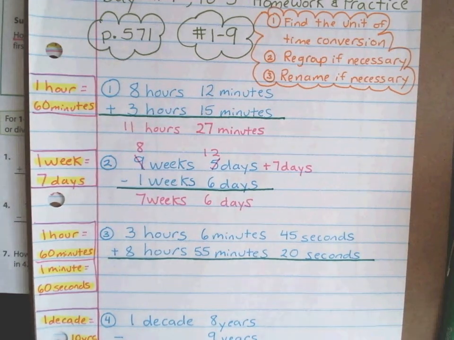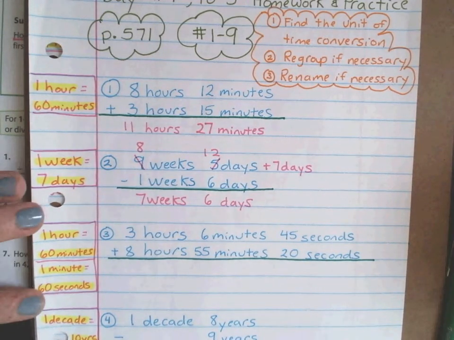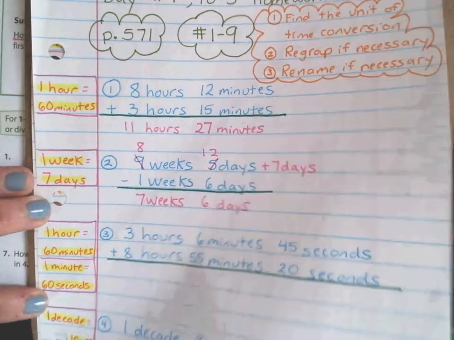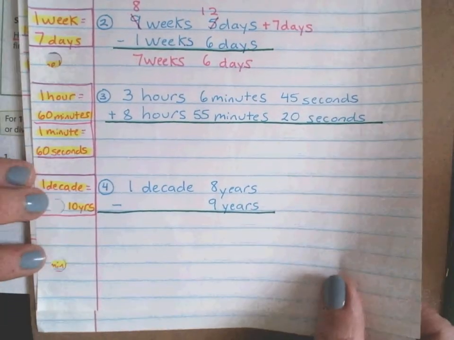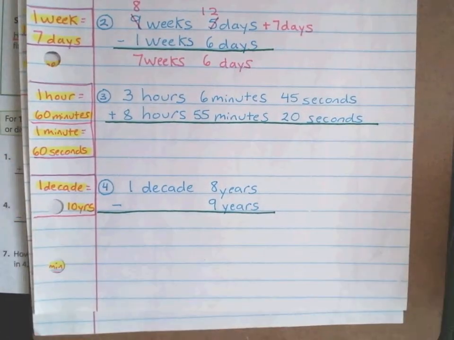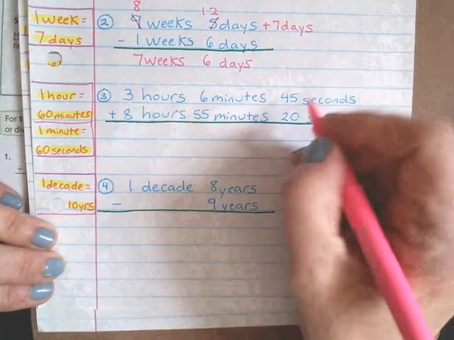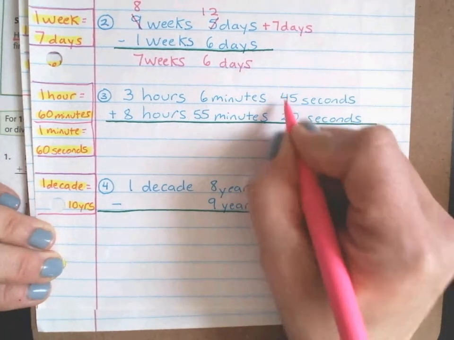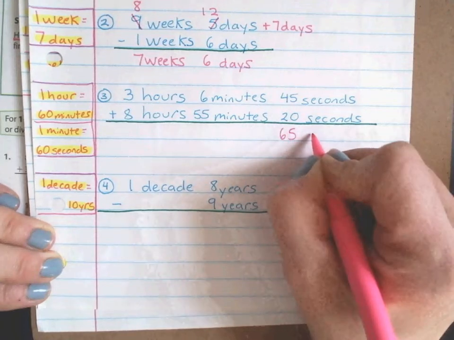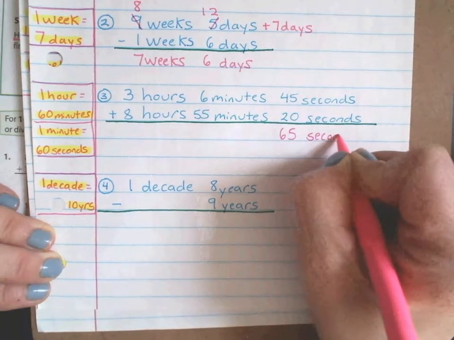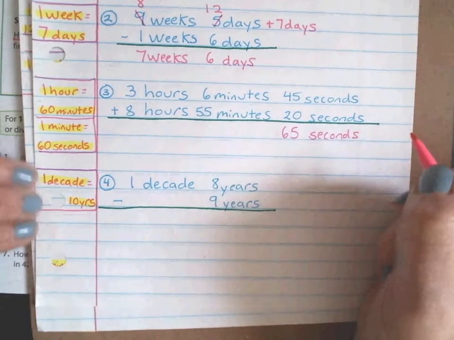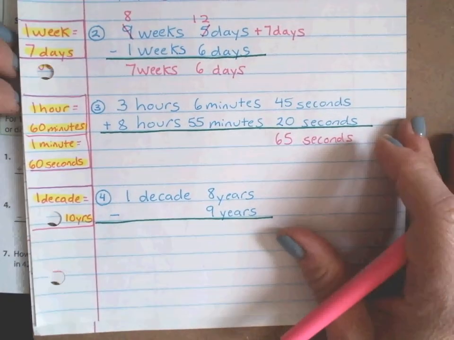Okay, welcome back. Hopefully you have done that, and let's see what we get here. I'm going to add my seconds up first. So 5 plus 0 is 5, and 4 plus 2 is 6. So I've got 65 seconds. Then I'm going to add up my minutes.